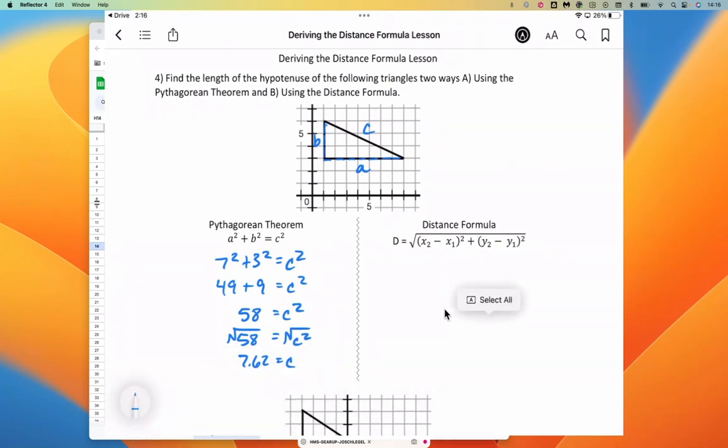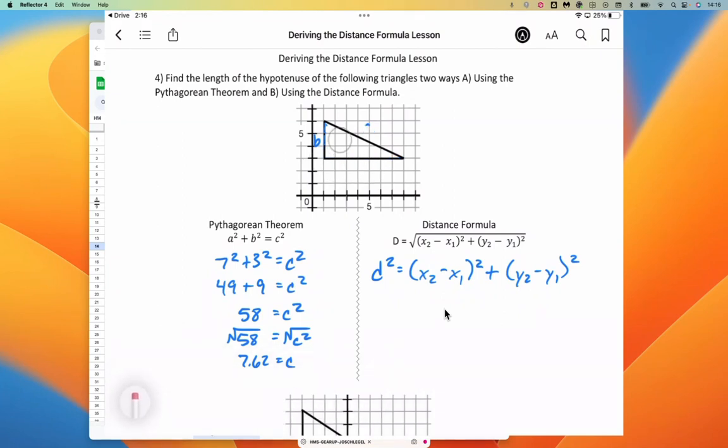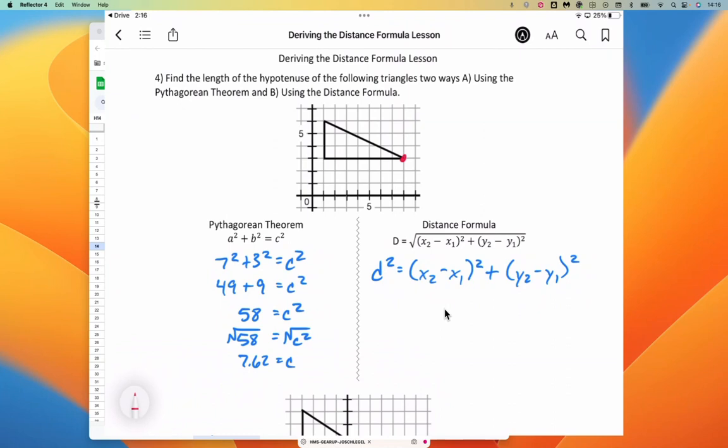So I'm going to rewrite the distance formula here to be D squared is equal to x2 minus x1 squared plus y2 minus y1 squared. And to do this, I'm going to go ahead and erase what I had on the triangle. We're just looking for the length of the hypotenuse. And so we're going to say, okay, that's the point, and that's the point that need to be connected to create the hypotenuse.